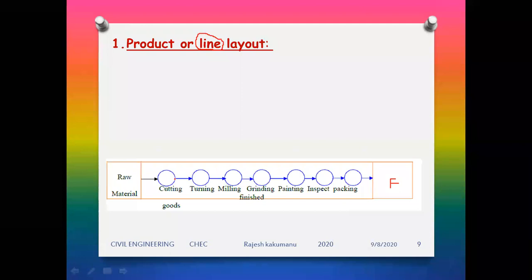Goods. Here the process is in one way. So first cutting, then it has to go to turning, after turning it has to go to milling, after milling to grinding. It cannot come back from grinding to milling. It is a negative. It cannot go backward, it must move forward to the product. That means when you design a product, you should design it that way.